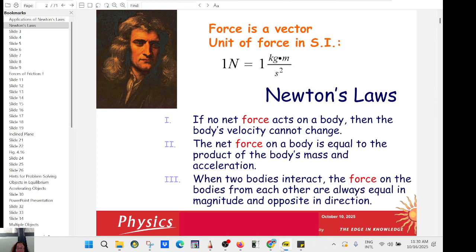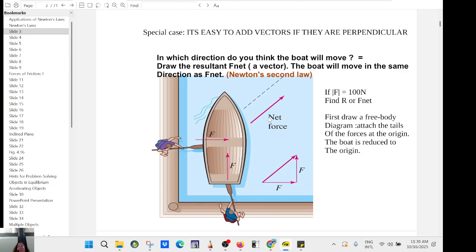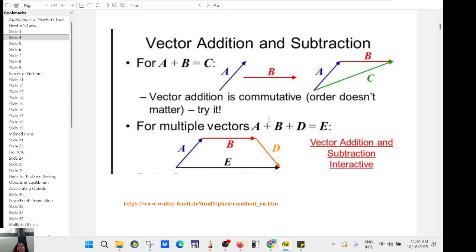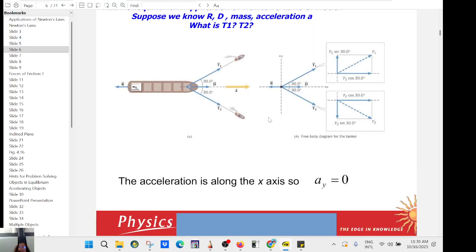Okay, so Newton's applications. You already know how to add vectors, right? Tail to head, or you make a parallelogram. We need to find the net force. You can do tail to head. That's what it's showing you here. Tail to head.